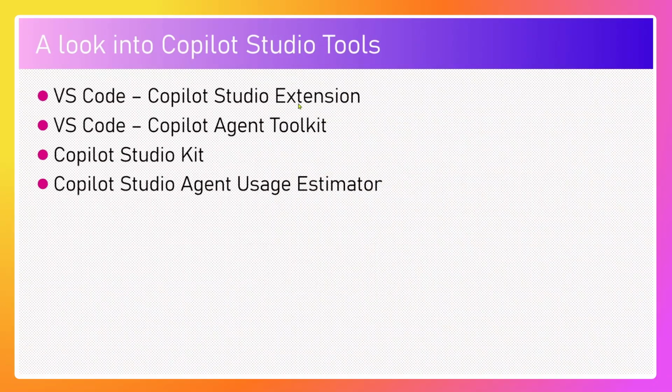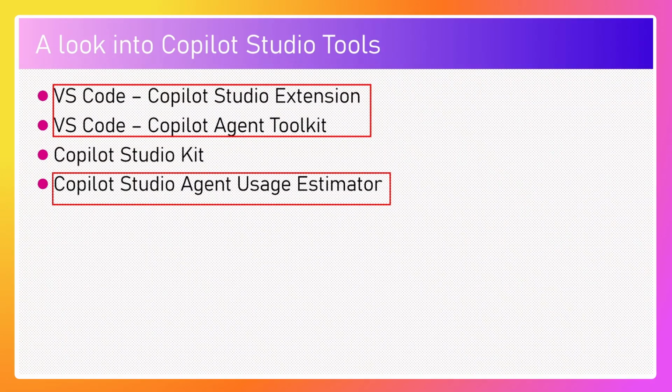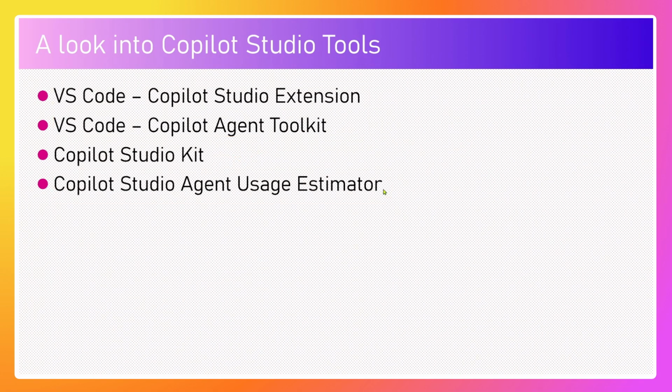Now there are a couple of tools which I have listed over here. There are four: VS Code Copilot Studio Extension, VS Code Copilot Agent Toolkit, Copilot Studio Kit, Copilot Studio Agent Usage Estimator. All these tools have a different purpose. So I'll go through these tools one by one, and then I'll explain what each tool is all about. Now, if you see over here, these two tools at the top are simple, and even the fourth one is simple. But Copilot Studio Kit is going to take the majority of the session because there's a lot of things happening in the Copilot Studio Kit model-driven app.